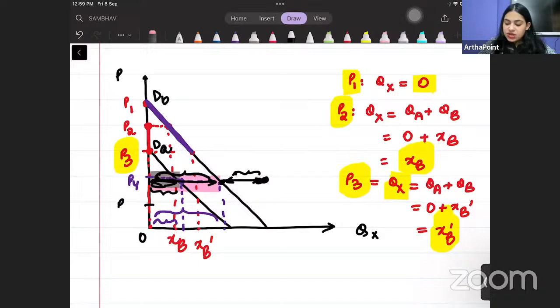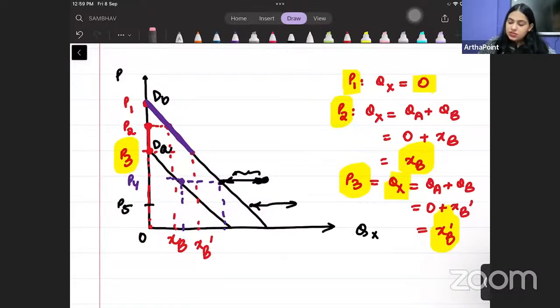Same here. Suppose I take the price to be P5. So this is the demand of B and this is the demand of A. So in the demand of B, I will add the demand of A to get the market demand. So what will happen in this case? If I just go ahead and remove this, what will happen here is that your demand curve will pivot like this.